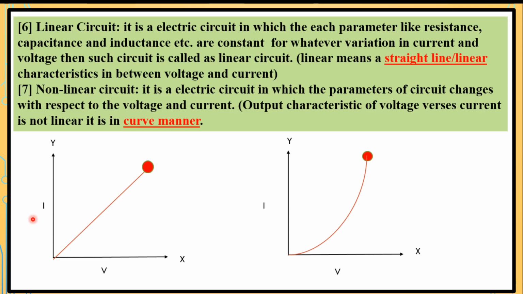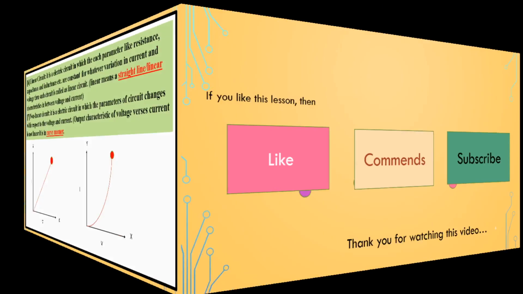Here we get only one slope in the linear case, but in the non-linear case at different points we get different slope values. So this is the non-linear curve, this is the linear curve. This is the linear circuit and this is the non-linear circuit.